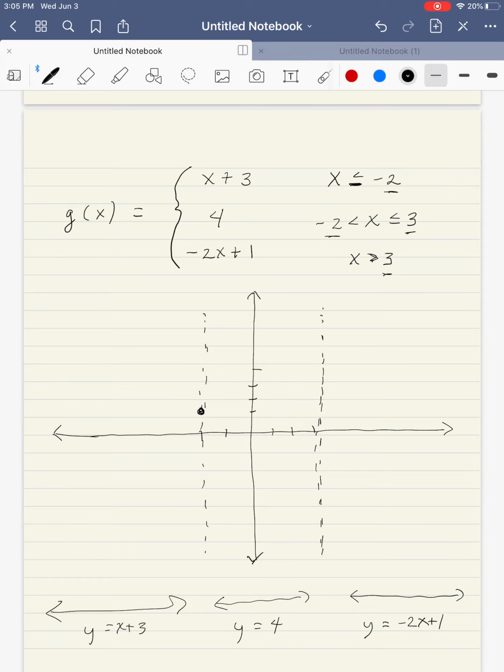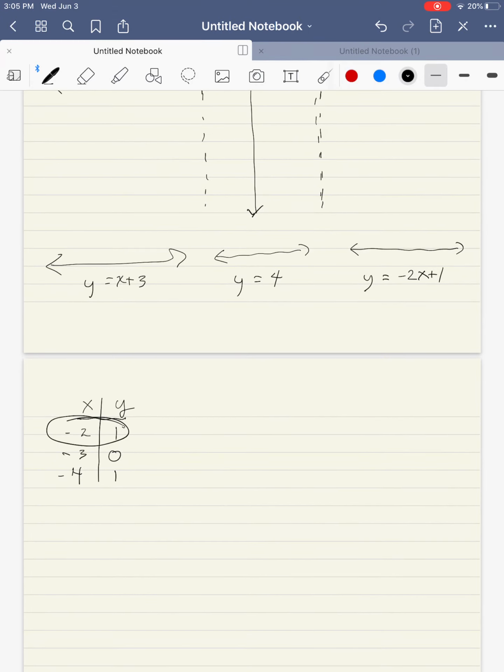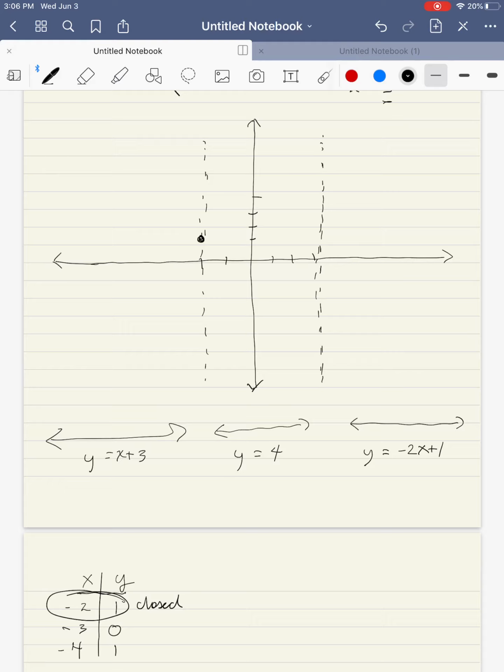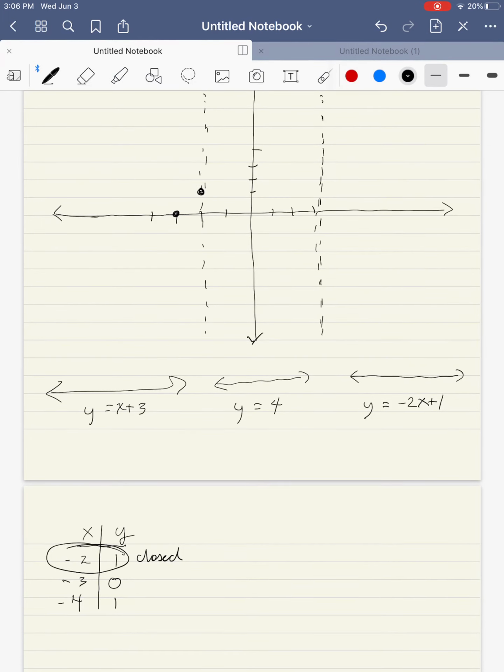Negative 2, 1. And notice that that point, because of the equal sign here, is part of the graph there. This is a closed circle. I also have negative 3, 0. And negative 4. I'm sorry, that should have been negative 4 plus 3 is negative 1. So negative 4, negative 1. And this portion of the graph looks like that.